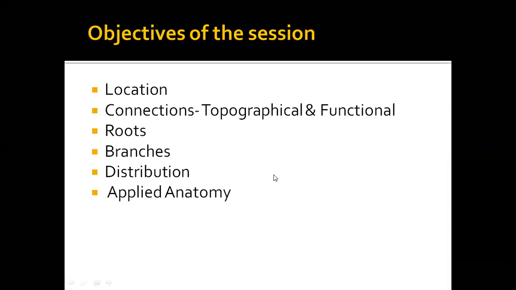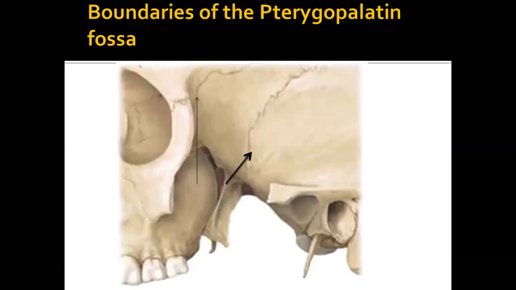So before the objectives of the session, again we are going to see under the same heading: location, connections, roots, branches, distribution, applied anatomy. So before going into the ganglion, we'll see a brief about the pterygopalatine fossa. The pterygopalatine fossa is located between the maxilla and the sphenoid bone.